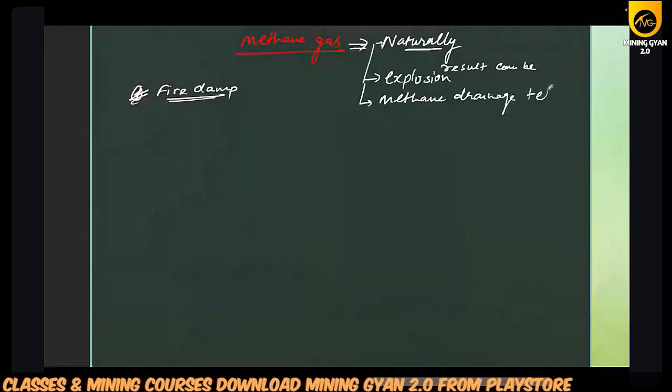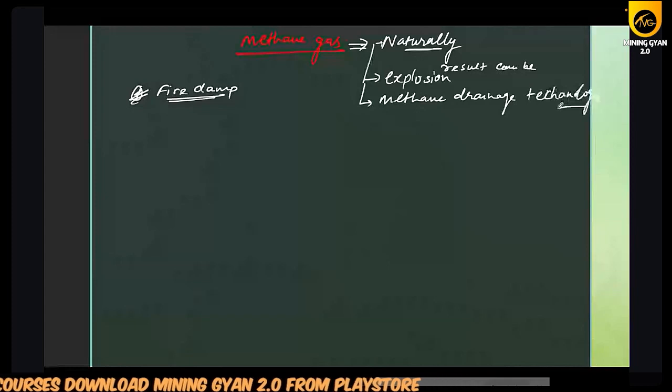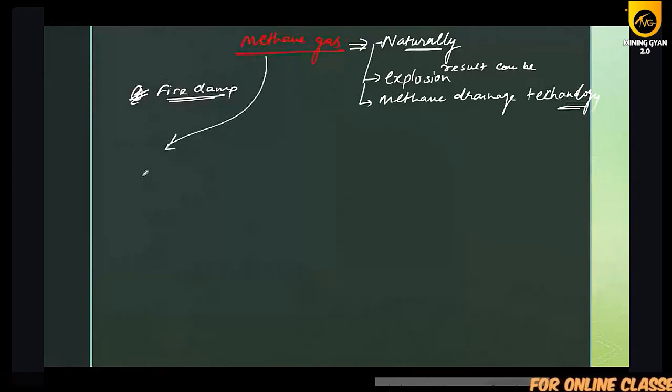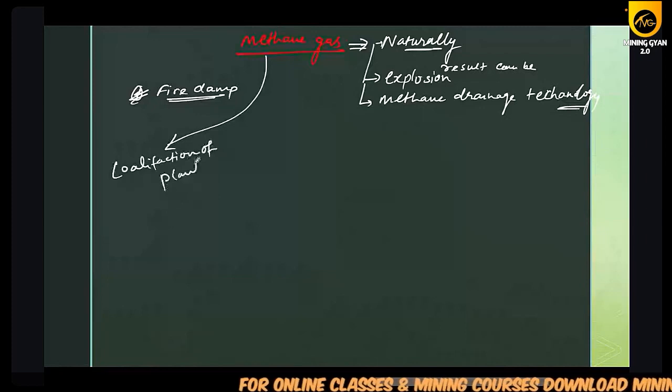Nowadays a lot of research is going on methane, so we can extract methane gas for fuel. How does the formation of methane happen? Through the qualification of the plant material.